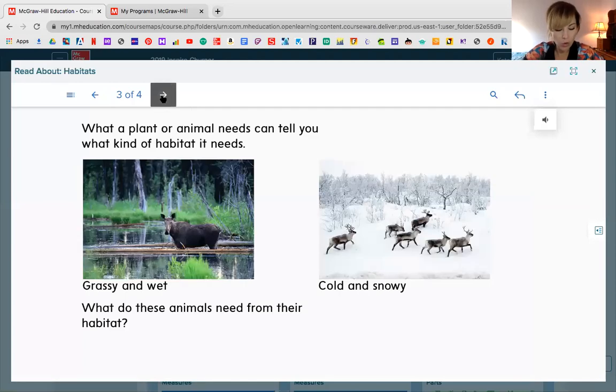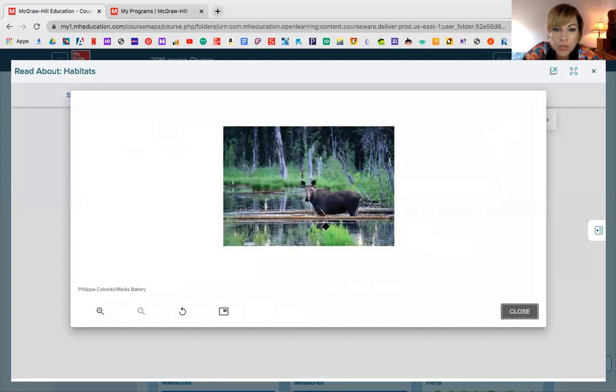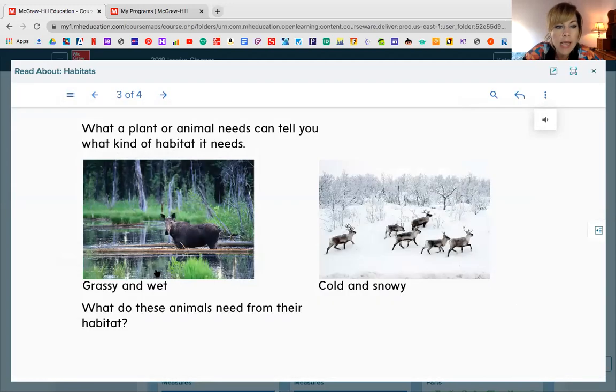All right, so what a plant or animal needs can tell you what kind of habitat it needs. So for example, here's an animal, there's some water and some grass. It says grass and wet. This is the type of habitat. What do these animals need from their habitat? So what's something that this one might need? It might need some fresh water daily, maybe some grass plants to eat, right?